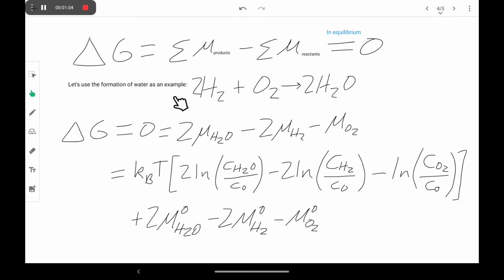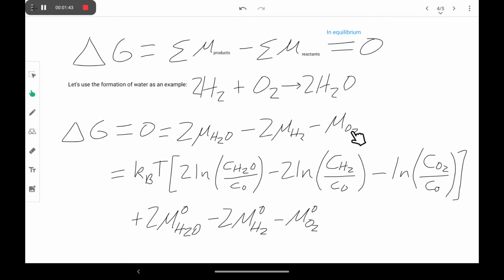So let's use the formation of water as an example. That takes two molecules of molecular hydrogen, which is diatomic, plus one molecule of molecular oxygen, also diatomic, into two molecules of water. So our reactants are these two, and our product is this one. In equilibrium, that should be equal to 0. So we have 2 factors of the chemical potential of this product, minus 2 factors of the chemical potential of this reactant, minus 1 factor of the chemical potential of this reactant.